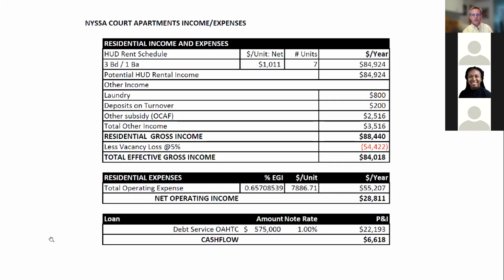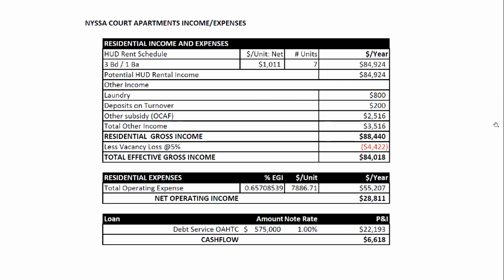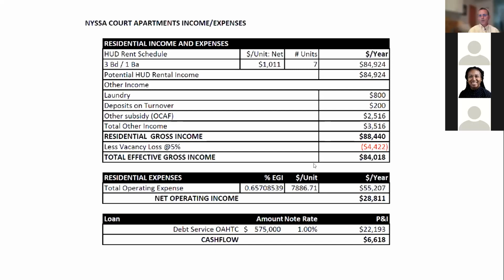Next slide just shows the income and expenses. And I'm going to just open it up here to Christy and Clayton to talk about how this project came together, what their collaboration looks like, both from an organizational perspective, and how that collaboration brings efficiencies to the project. And so, Christy, do you want to talk first just a little bit about how you came to acquire the property?